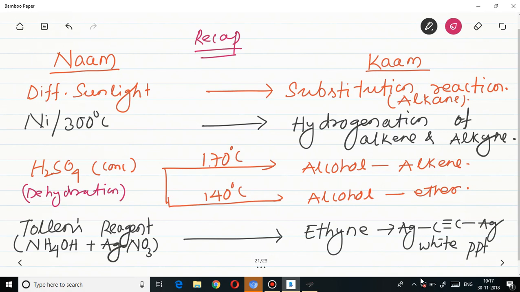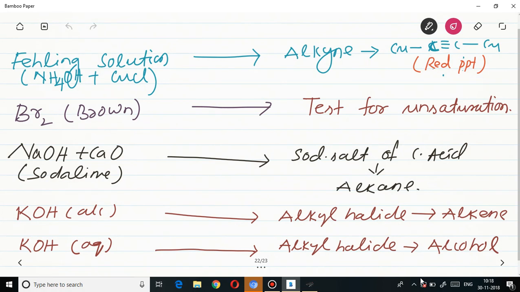Now Tollens reagent will form a white precipitate from ethyne. Fehling's solution will form a red precipitate from alkyne or ethyne. This is copper acetylide and that was silver acetylide. Bromine, the brown color will be discharged and is used for test of unsaturation. Soda lime, NaOH plus CaO, quick lime, will convert the sodium salt of carboxylic acid into its alkane. Alcoholic KOH will convert alkyl halide to alkene. Aqueous KOH will convert alkyl halide to alcohol.